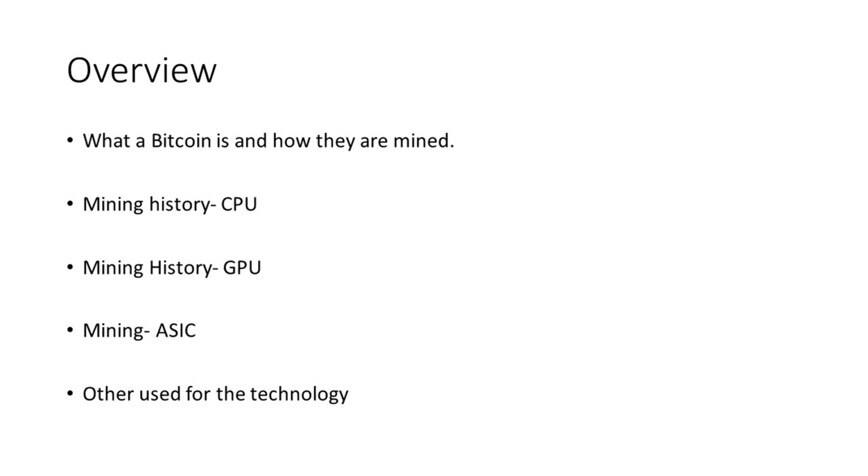The first thing that we're going to cover is just some basics of Bitcoins and Bitcoin mining. Then we will go into how Bitcoins were originally mined using the central processing unit of a computer, then eventually how that evolved into mining on the graphical processing unit in a computer. Then how they are currently mined using application-specific integrated circuits. Finally, we will cover how the process and technology of mining is in use for other applications today.